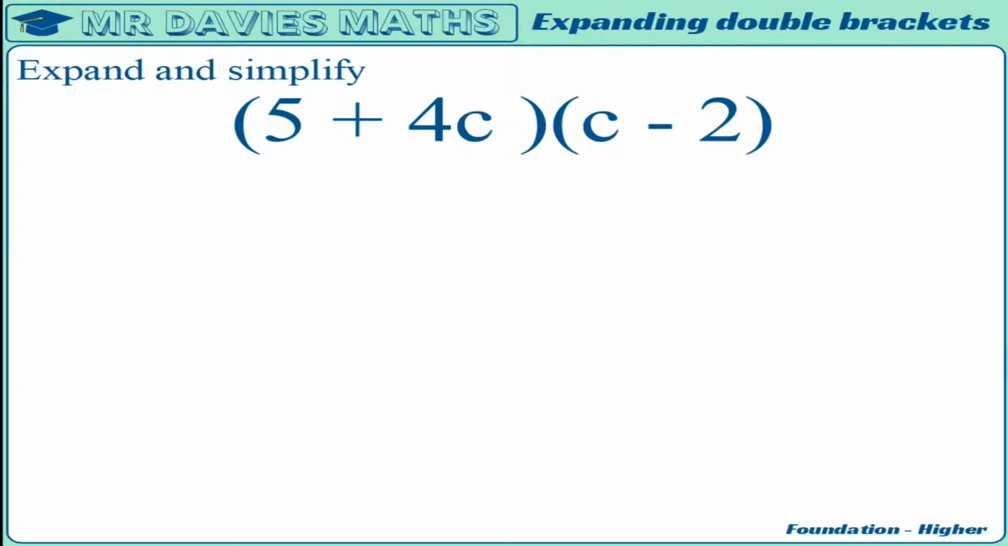Right, what about this one then? So this has got a negative in it, so it might be slightly different. And I've also put the 4c over here just to prove to you that it's exactly the same process. So break up the first bracket. This time I'm going to put the 5 over here. And I'm going to put the 4c over here.